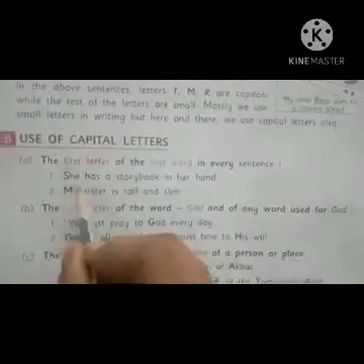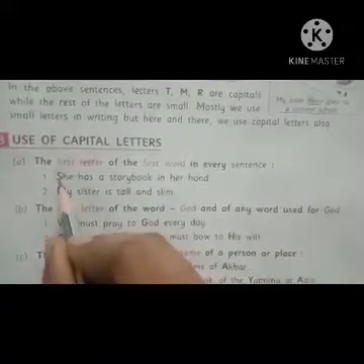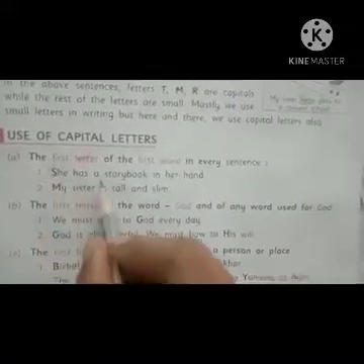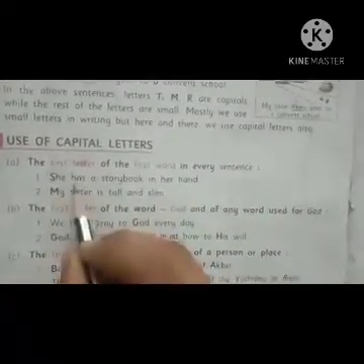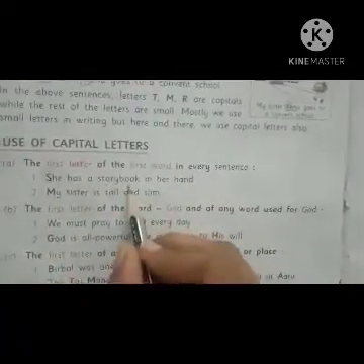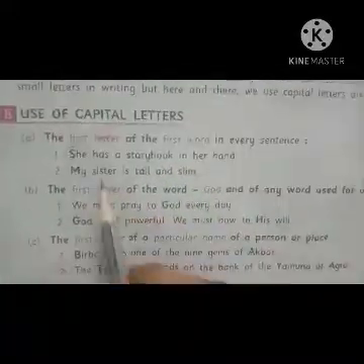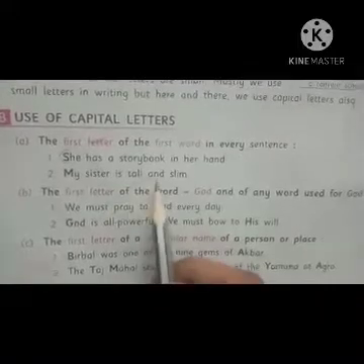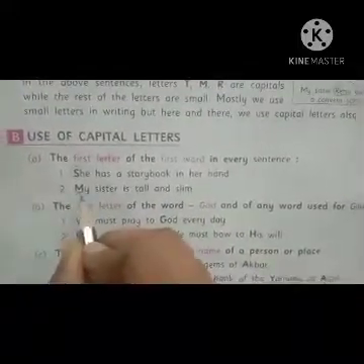See here, She. What is the first letter? S. S is the capital letter. She has a storybook in her hand. Next, the second one. My sister is tall and slim. Here the first letter is a capital letter.